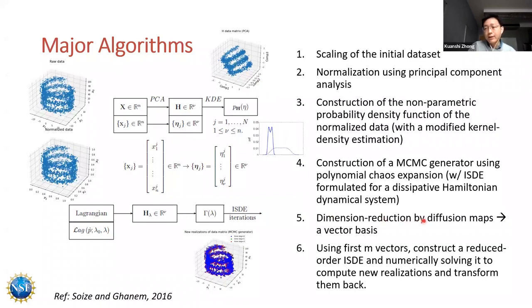Garner actually utilized the diffusion maps, which help us to reduce the original dimension using a vector basis following a tolerance selection. Following the tolerance, we select only the first few vectors that really describe the data concentration, and then construct a reduced order stochastic differential equation, numerically solve that to compute new realizations, and transform them back to the original space.